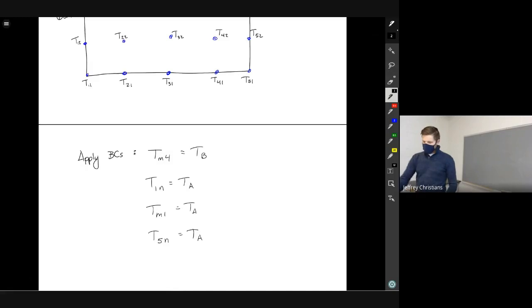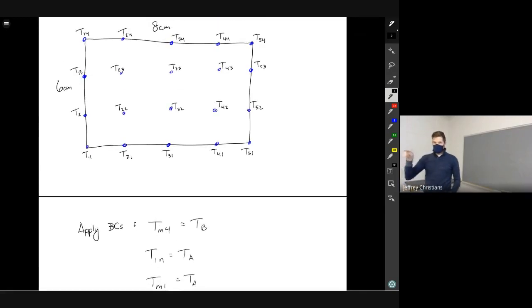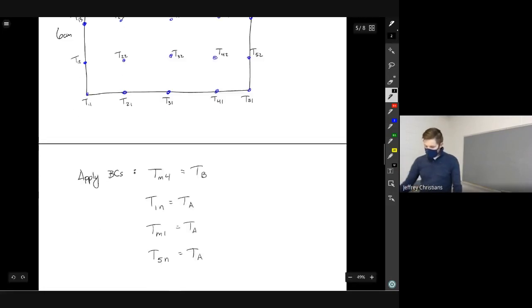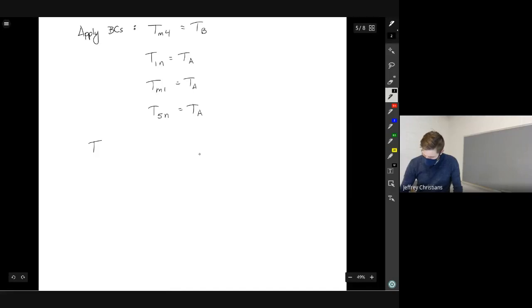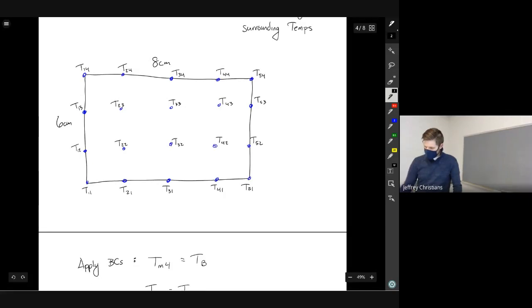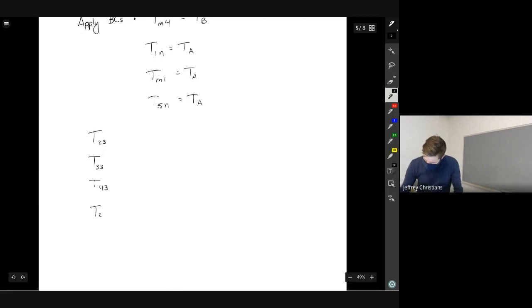Then we're still left with 6 unknown temps, the 6 in the middle. So we have to set up 6 equations because we have 6 unknowns. We have T23, T33, T43, that's the top, and T22, T32, and T42. We have to write 6 equations.